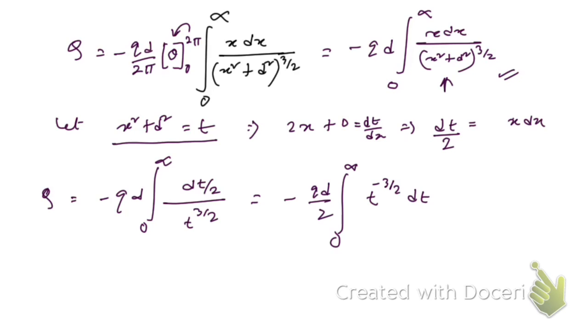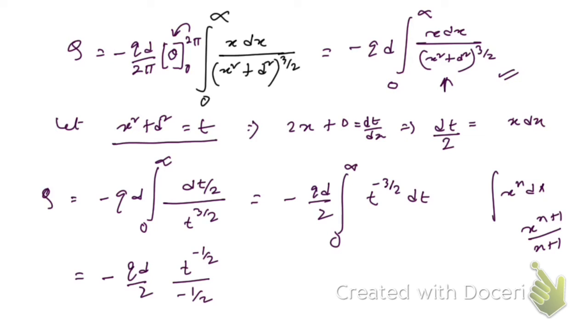Okay, now apply this one, integration of x to the power n dx is x to the power n plus 1 by n plus 1. If we apply that, then what we're going to have is qd by 2 and integration of t to the power minus 3 by 2 plus 1, that's going to be minus 1 by 2, divided by minus 1 by 2. That's what we have got, 0 to infinity, right? So hope you have understood this.